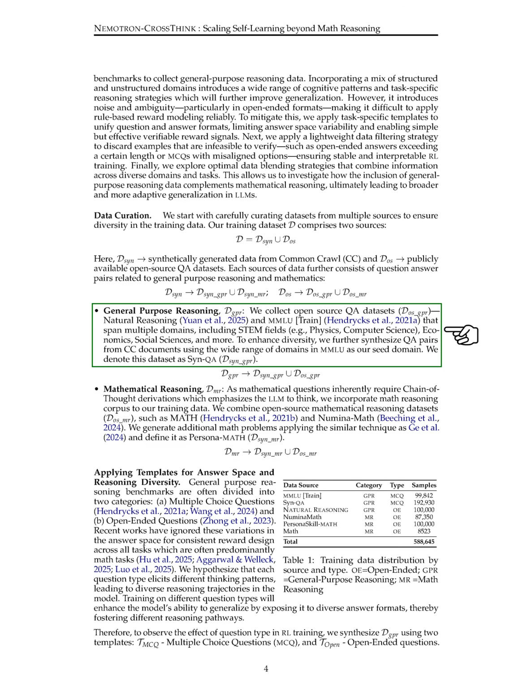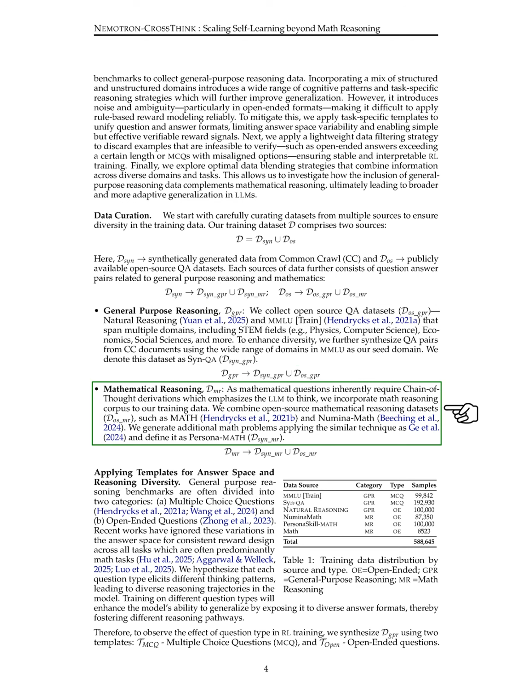For general-purpose reasoning, we gather open-source datasets that cover multiple domains, including STEM fields and social sciences. To further enhance diversity, we synthesize question-answer pairs from web documents using a wide range of domains as our base. For mathematical reasoning, we include datasets that require chain-of-thought derivations, which encourage the model to think critically. We combine open-source mathematical reasoning datasets and generate additional math problems using similar techniques.